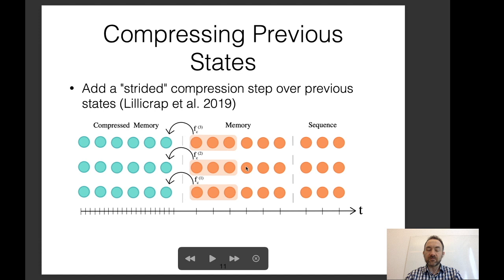And then after we have calculated the value for the next sequence, there's a compression step that basically takes a certain number of the vectors in the memory and compresses them into compressed memory, which can also be attended over. So this is kind of like striding, which we have talked about before. It essentially compresses multiple vectors into a single vector to reduce our sequence length, and this allows us to attend essentially over a much longer sequence than the standard Transformer XL would be able to do.